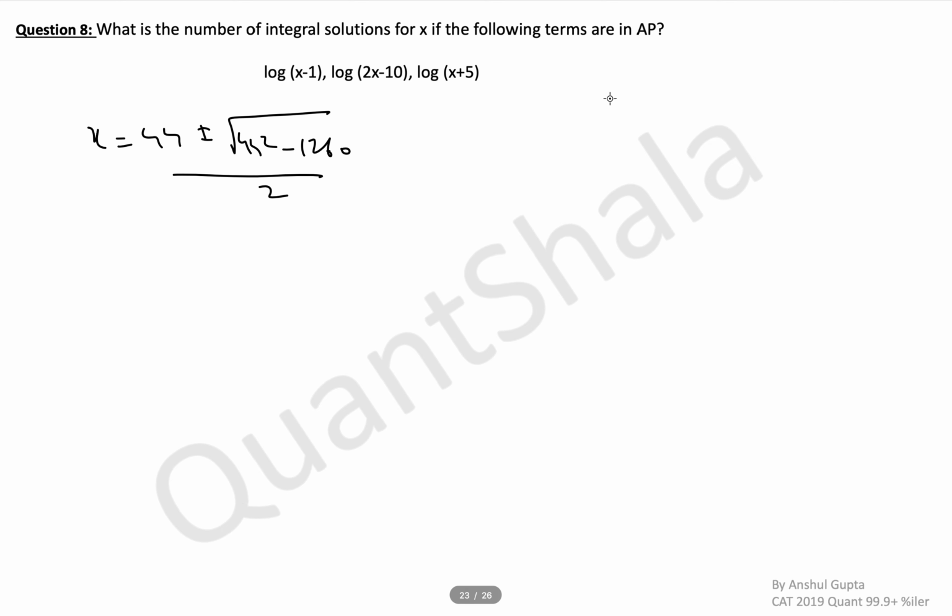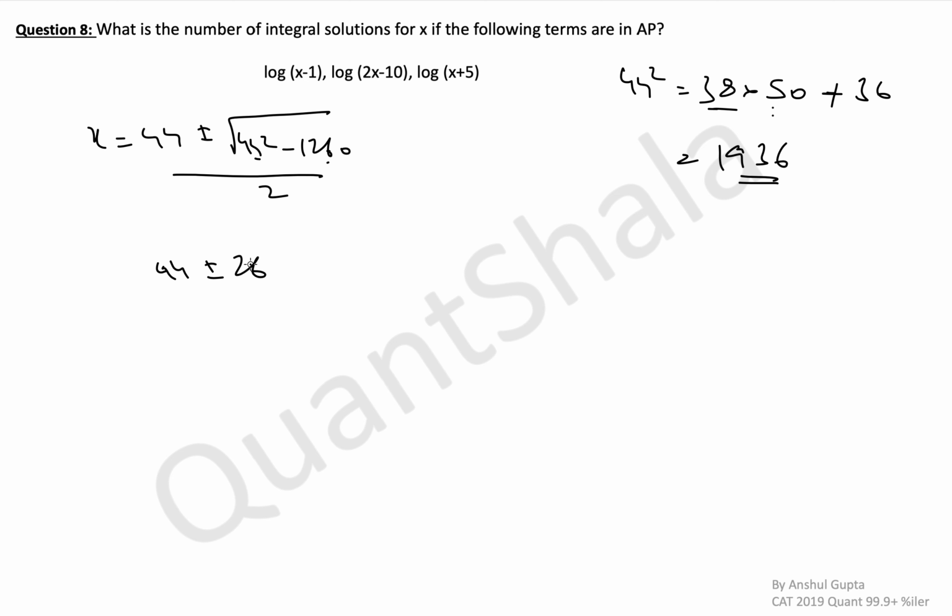Okay. So 44 square, how do you calculate? If you already know that trick from the video, I'll just use that. You do 38 multiplied by 50 plus 36. 38 multiplied by 50 is simply 1900. Adding 36, you get 1936. 1936 minus 1260, that will be 676. So you get 44 plus minus 26, because under root of 676 is 26, divided by 2.